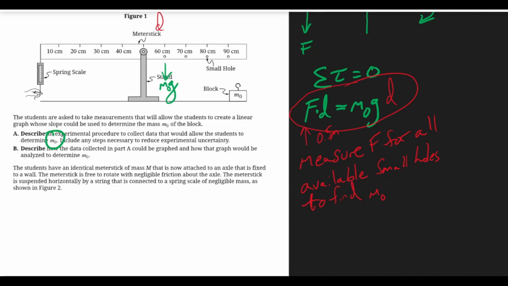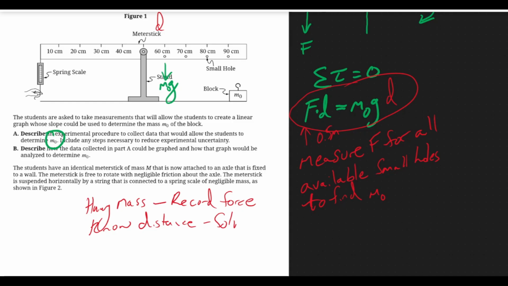So I hang the mass, I record the force. So let's see, I'll write it here. Hang mass. I would record the force. Once I've recorded the force, I know the distance, and I solve for m0. So this is part A. How could I reduce experimental uncertainty? Well, I would repeat this experiment for all of these different distances that I have right here.